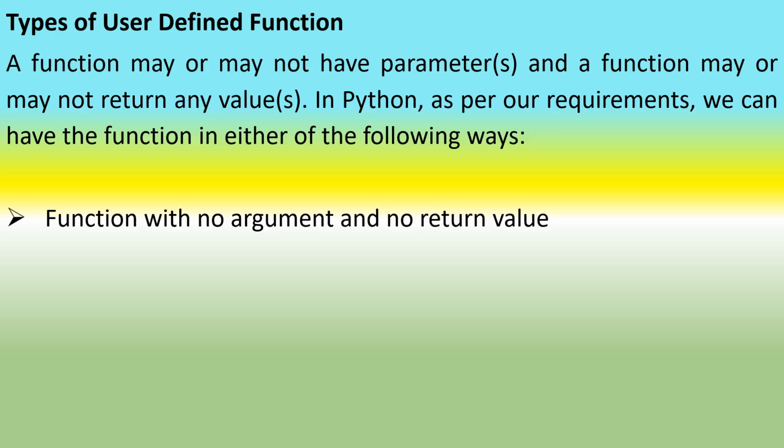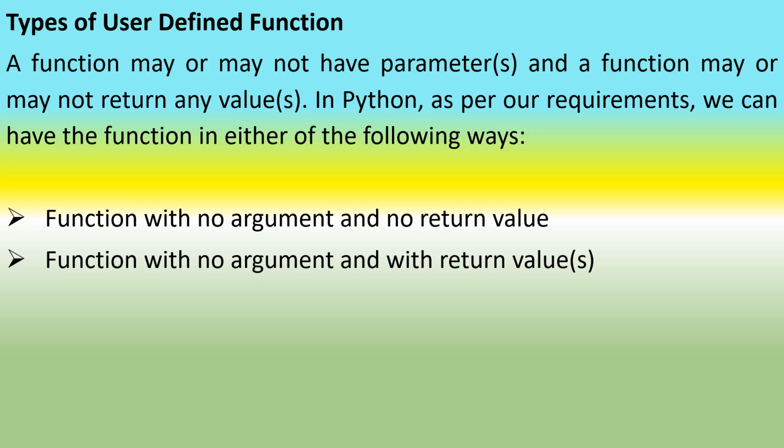That means here the function will not be passing any value at the time of calling, and that function after the computation or a calculation does not return any value. Next, function with no argument and with return value or values. That means here a function will be called without passing any values, but that particular function will return a value or values after the execution of the function.